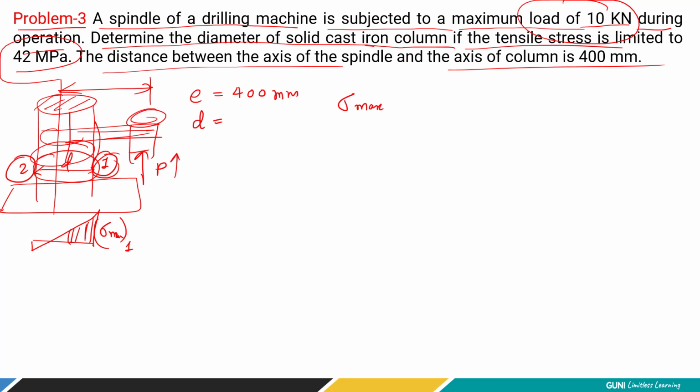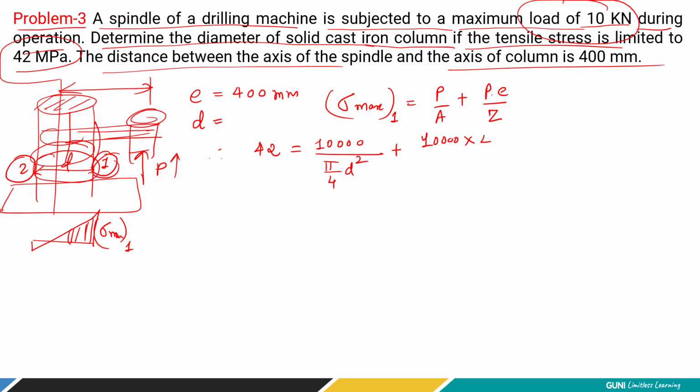So maximum stress at section 1 is simply the summation of direct stress, that is P by A, and the bending stress, in which we have bending moment P into e and section modulus Z. Now let's say the maximum safe stress is given 42. The load is given, how much? 10,000 Newton. Now it is solid diameter. We have to find as pi by 4 d square plus 10,000 load into eccentricity 400 Newton divided by Z. Z is simply, because it is circular, pi by 32 d raised to cube. So here we can replace that value pi by 32 d cube.